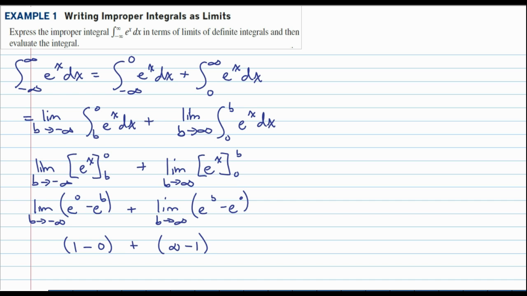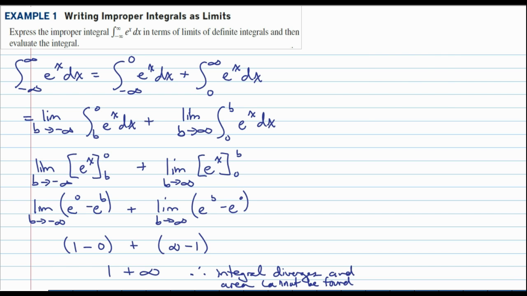Then over here, e to the infinity is infinity, and then you have minus e to the technically 0, which is 1. So as you can see, I get an expression with infinity in there, 1 plus infinity. Therefore, the integral diverges and the area cannot be found in this case.